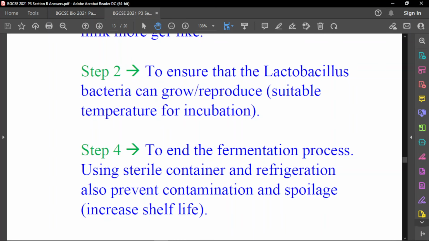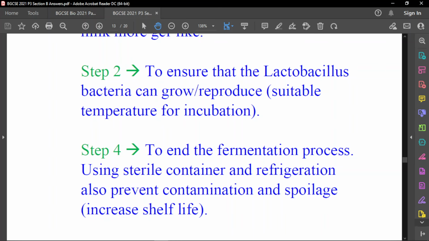All right, so for step 2, the reason we cool it down after warming it up is to ensure you get a temperature at which the lactobacillus bacteria can grow and reproduce, because they need a suitable temperature. For that purpose, we call that process the incubation period. After you put the bacteria in, you incubate it so the bacteria can grow under suitable temperatures, right?